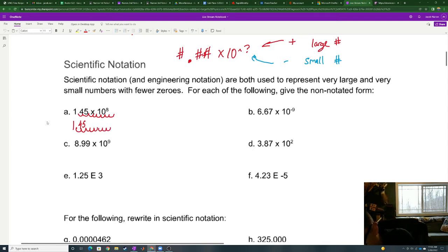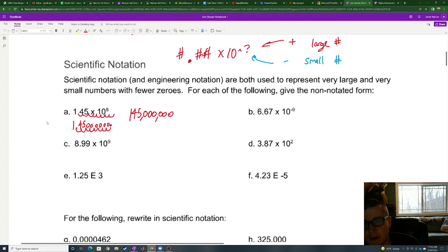Now, because we can't just leave a decimal hovering in the air like that, we're going to fill in these empty spaces with zeros. And so what this number actually represents, and I'm going to rewrite it over here, is 145, and then 6 zeros. And if we add some commas, we'll see that this is actually 145 million. That's it. That's how you do it.